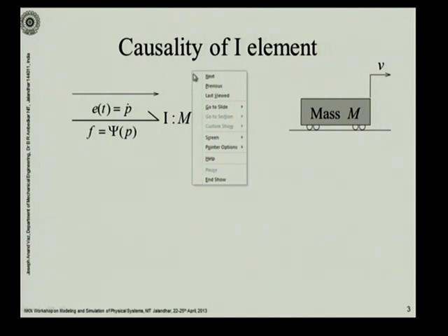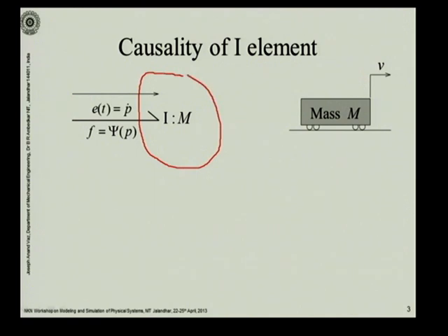Let us just so here we have this subsystem, we have the I element here, and we are bringing in input to this I element as effort, okay. This effort is resulting in the rate of change of the momentum associated with the I element, and it becomes the input to the I element, okay.